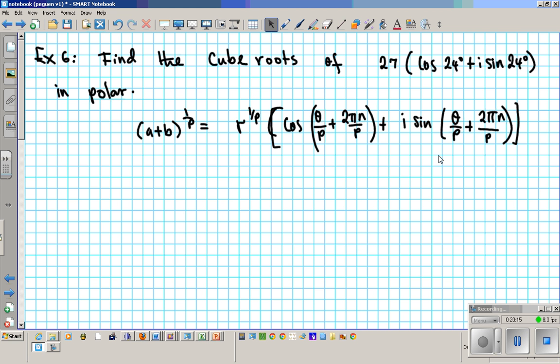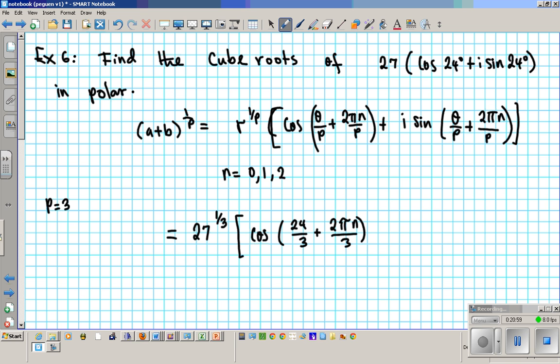In this case, n goes from 0, 1, 2, so it's the three roots. Since it's already in polar form, we directly apply this formula. The radius is 27, raised to the 1/3, since p is equal to 3. Times cosine of 24 over 3 plus 2 pi n over 3. Same thing for the sine part: i sine of 24 over 3 plus 2 pi n over 3.